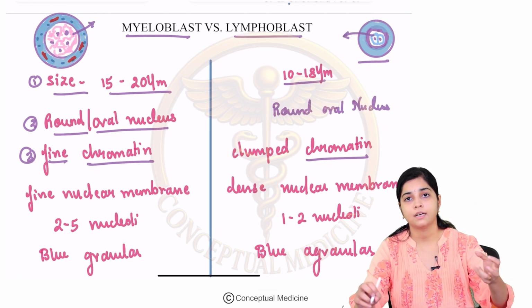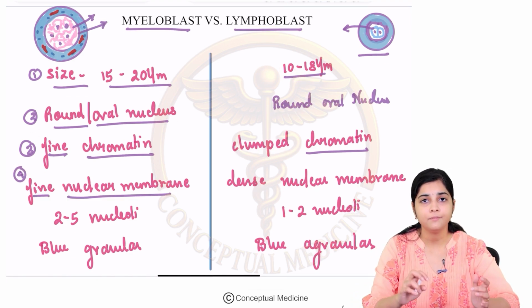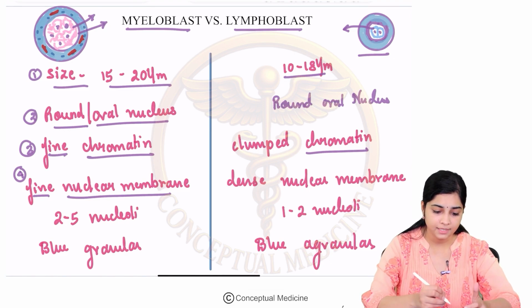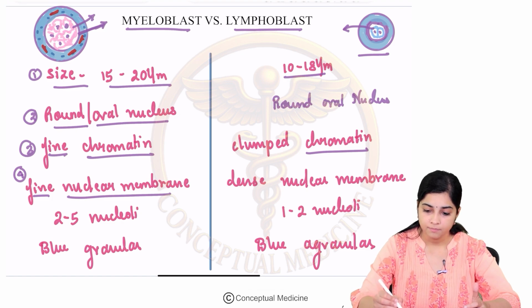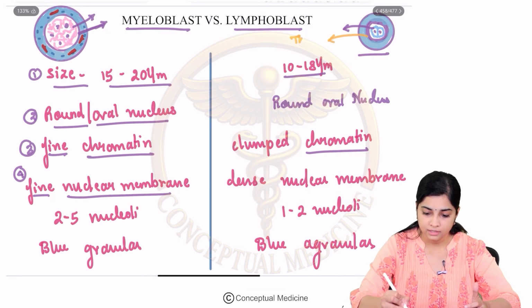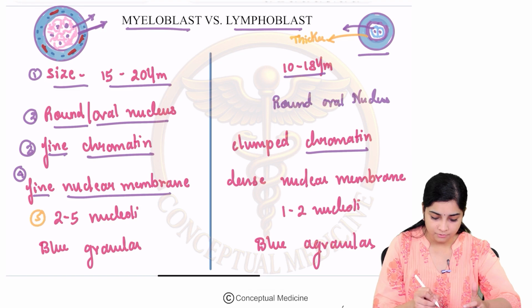Okay, the chromatin are in the form of clumps. So when you speak about the nuclear membrane, we find a very fine nuclear membrane, as you can see here. It's a very thin nuclear membrane in a myeloblast, but in a lymphoblast, it is usually a thicker nuclear membrane.